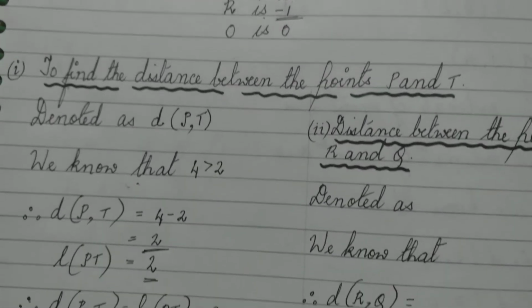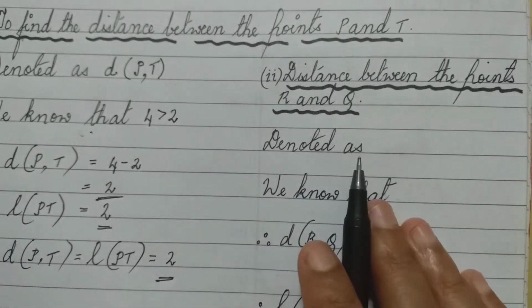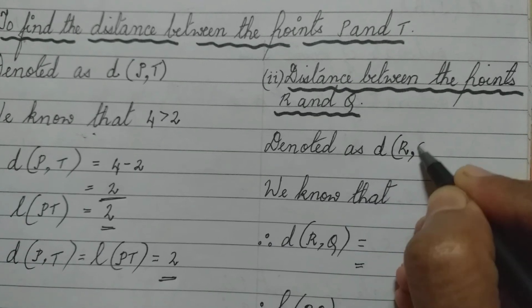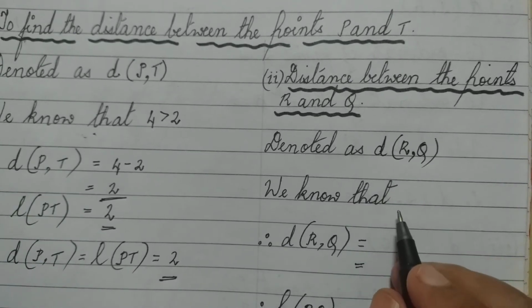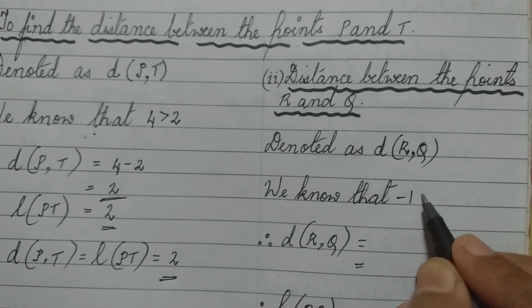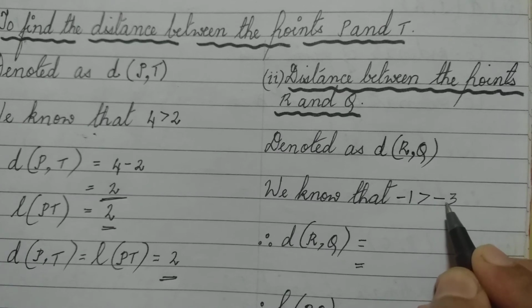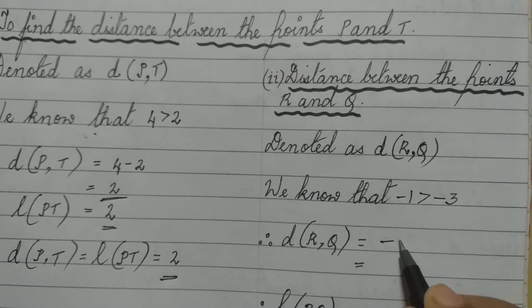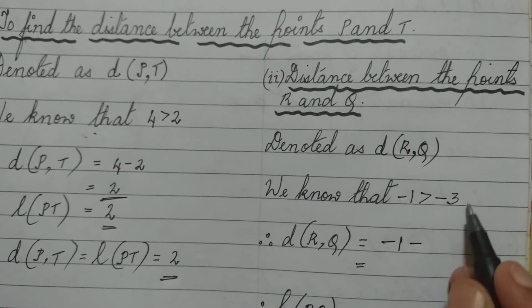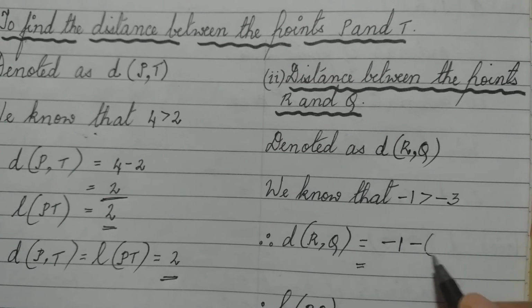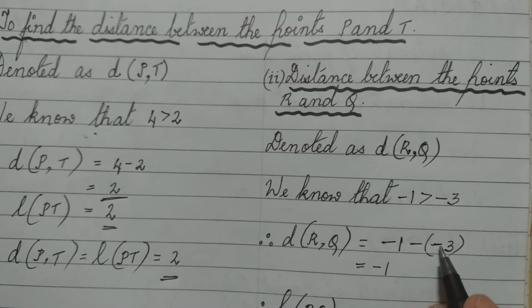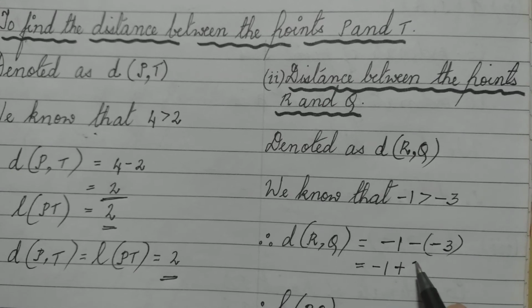Okay, so here we'll see the question, the distance between the points R and Q. This is denoted as D in bracket R, comma Q. We know that, what did we say just now? -1 is greater than -3. So distance between the points R and Q will be -1 minus the second coordinate. Second coordinate also is minus, so we put it in bracket -3. So this will be -1, minus into minus is plus, so we have +3.